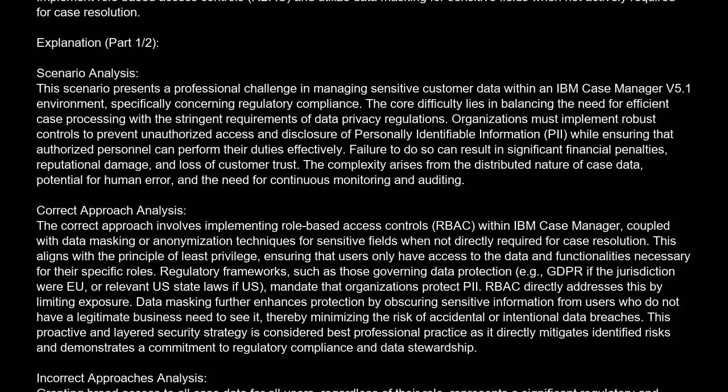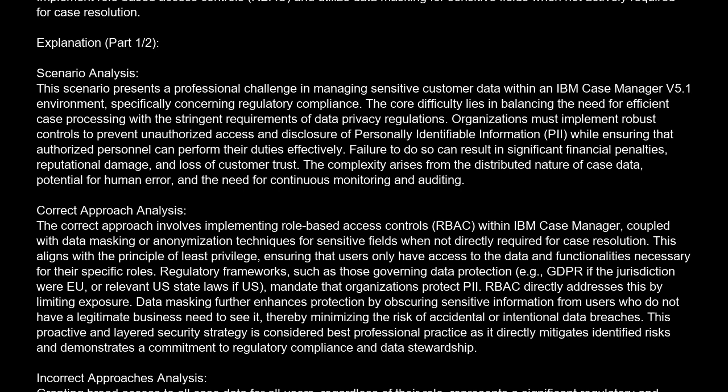Regulatory frameworks, such as those governing data protection, e.g., GDPR if the jurisdiction were EU, or relevant U.S. state laws if U.S., mandate that organizations protect PII. RBAC directly addresses this by limiting exposure. Data masking further enhances protection by obscuring sensitive information from users who do not have a legitimate business need to see it, thereby minimizing the risk of accidental or intentional data breaches.